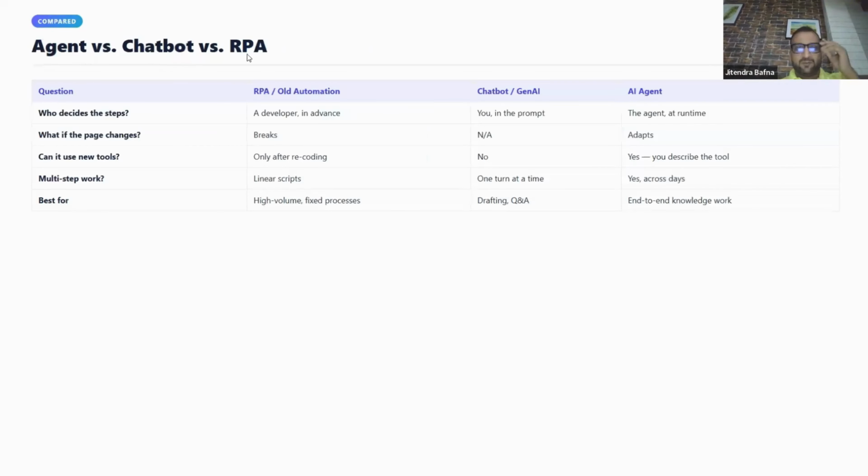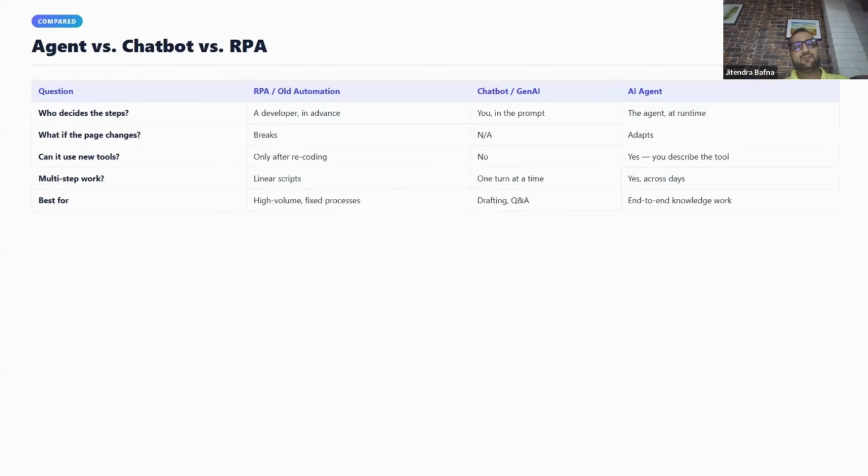Okay, so understand the difference between agent versus chatbot versus RPA. I hope everybody has heard about the terms agent and chatbot. Most people may have heard, but RPA is robotic process automation. So who decides in RPA? Who decides each step? This is the first question. Here, the RPA developer decides in advance. Whatever workflow we define cannot be changed.